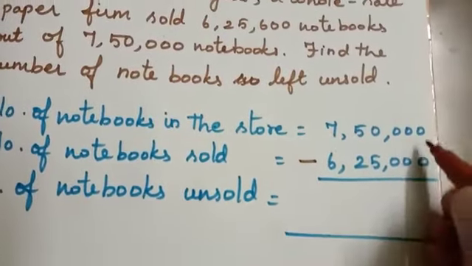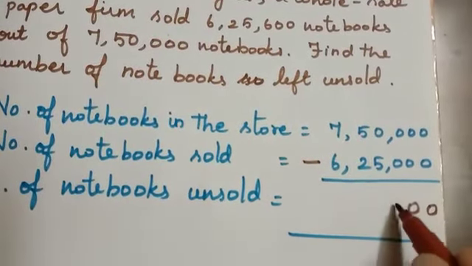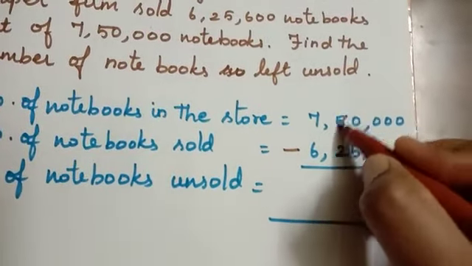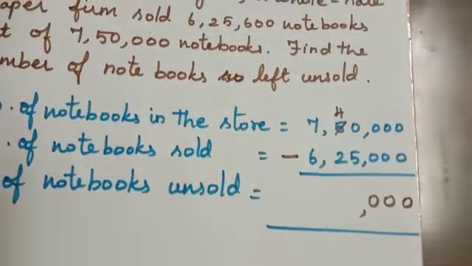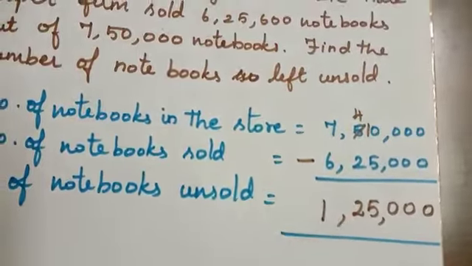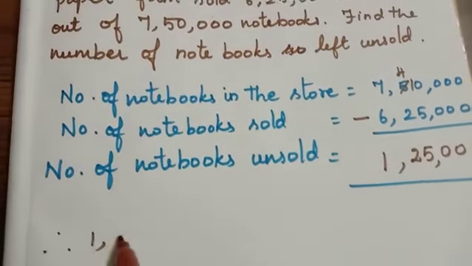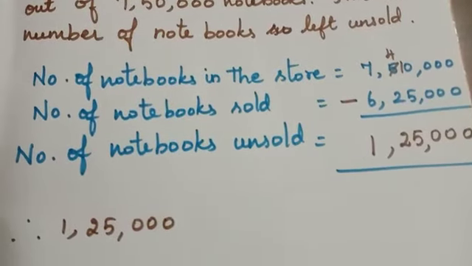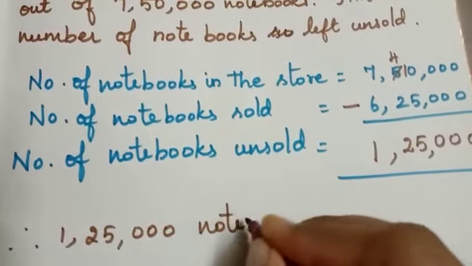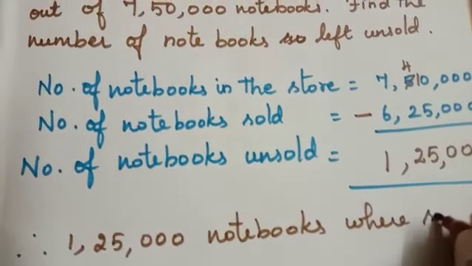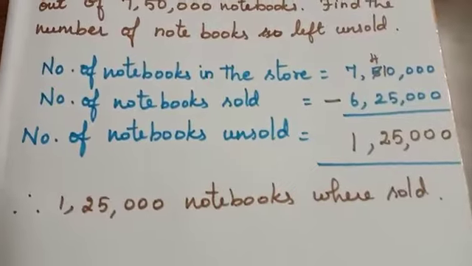So minus. We have 3 zeros, so 1, 2, 3. And 0 minus 5. Since we can't do it, we have to borrow from the previous number. So 5 will become 4, and 0 becomes 10. 10 minus 5 is 5. 4 minus 2 is 2. 7 minus 6 is 1. Therefore, 1,25,000 notebooks were unsold. This is using subtraction.